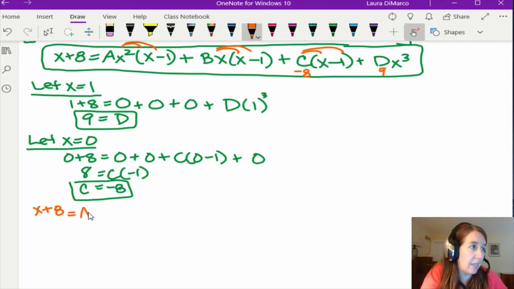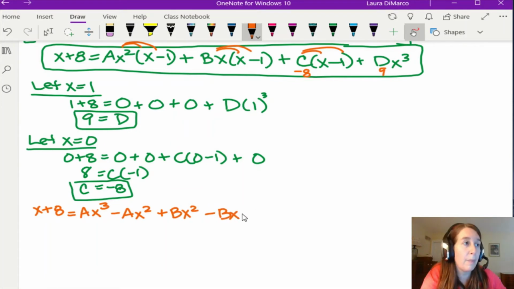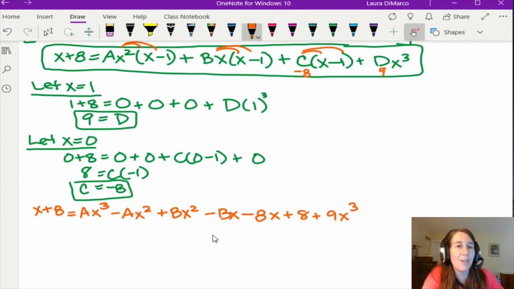Okay, so that's ax cubed minus ax squared plus bx squared minus bx, and then minus, remember that c is negative 8, x plus 8 plus 9x cubed. Okay, great. That wasn't that hard to multiply out. And now we have to combine all the terms that match up. And remember, we're actually looking for that they match up in x. So see, ax cubed goes with 9x cubed.